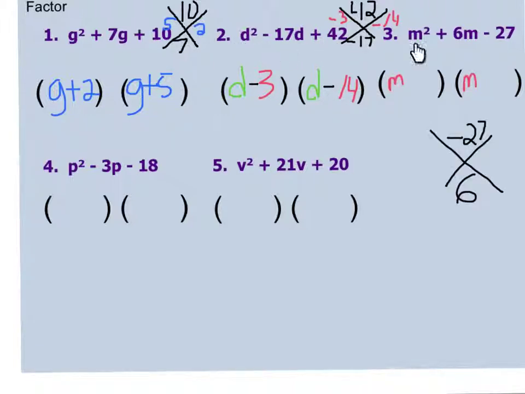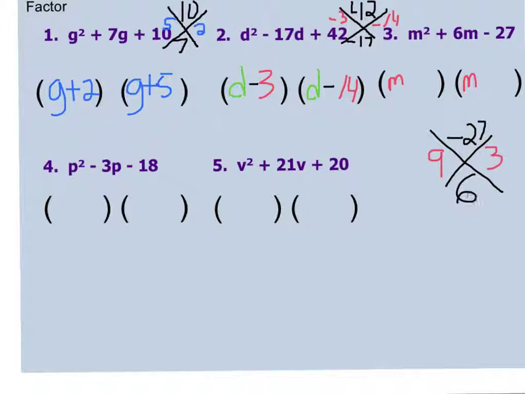Okay, well I know that I need an m times an m to give me m squared. Now, what multiplied to what will be negative 27 but adds to positive 6? So this is going to be one of those ones where I need to know what are the factors of 27 that are 6 apart. And if I think about that, I know that 9 times 3, let's check that. 9 times 3 is 27, but 9 minus 3 is 6.